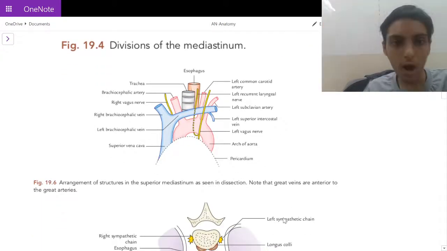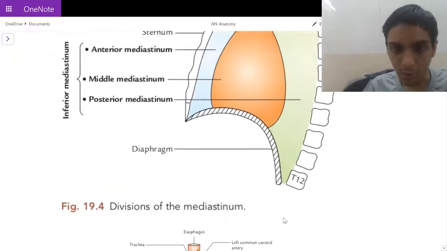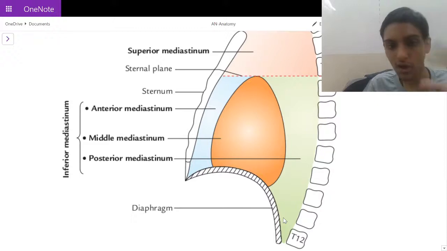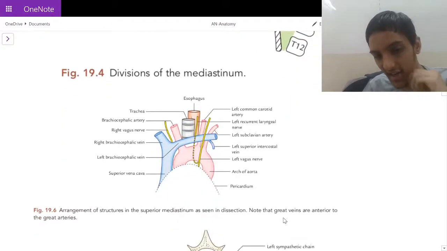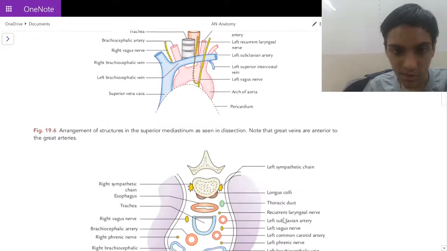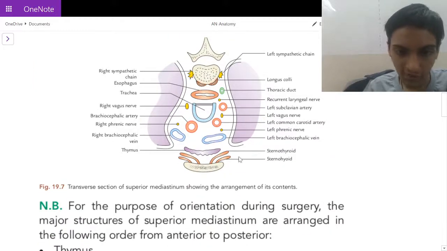Now, what are the structures? The boundaries of all mediastinum are the same. Remember, for the boundaries, the same diagram should be drawn for all mediastinum. Now, we can see here the superior mediastinum. This is a better view.